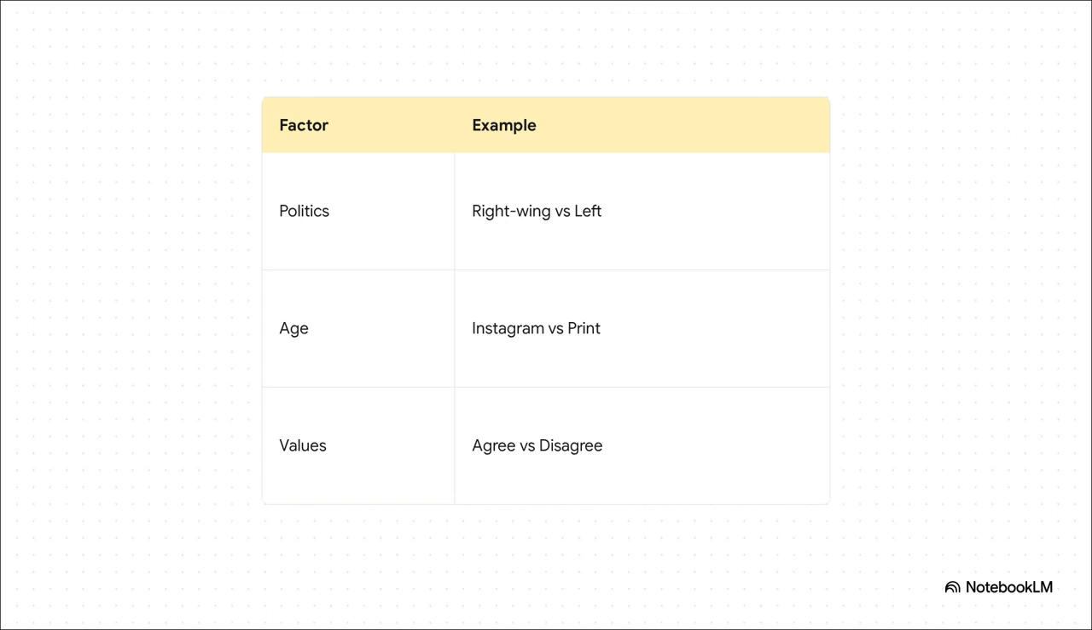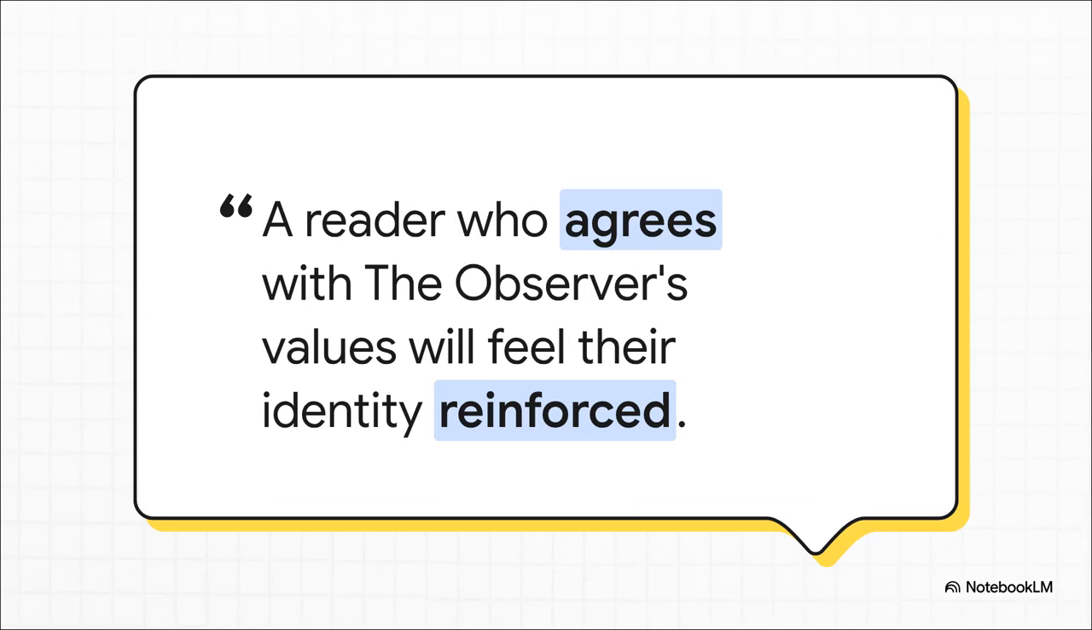Then there's age. A younger reader on Instagram is going to interact with a climate change post radically differently than an older reader engaging with the physical newspaper. And finally, values. If you agree with the core values of an article, your identity is reinforced. Disagree, and you might feel challenged or completely alienated. So, the crucial point is captured perfectly right here. A reader who agrees with The Observer's values will feel their identity reinforced. A reader who disagrees may feel challenged or alienated. That really sums up the massive impact alignment has on our psychology. When the media aligns with our internal compass, it makes us feel secure. When it doesn't, it creates friction.